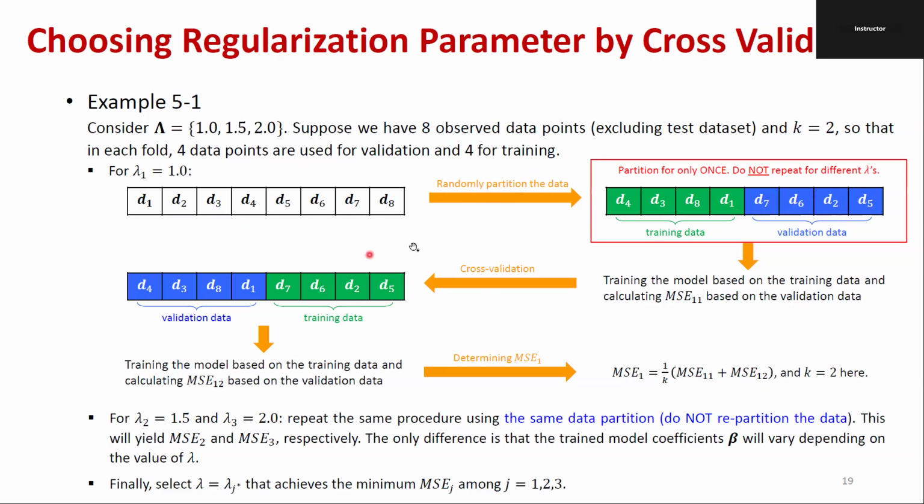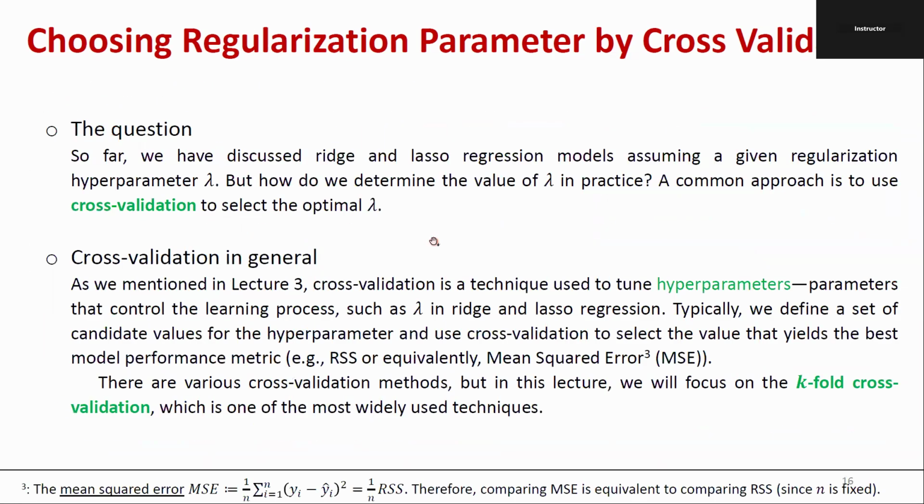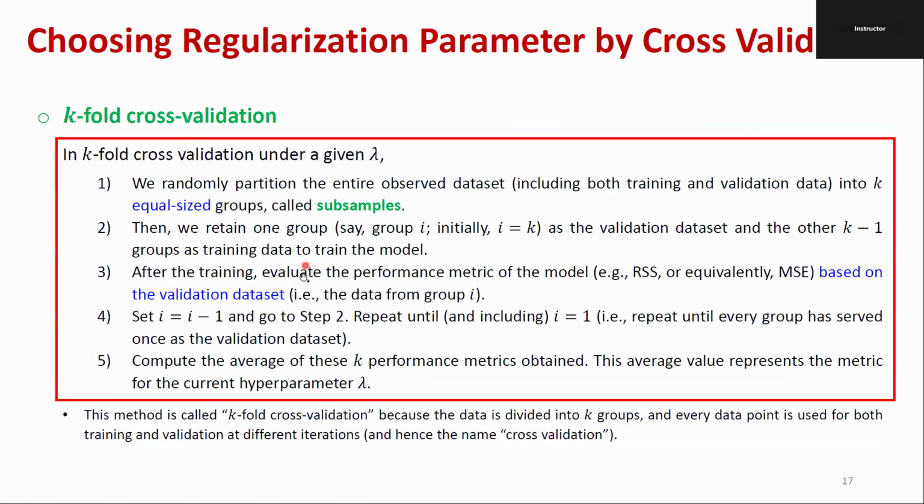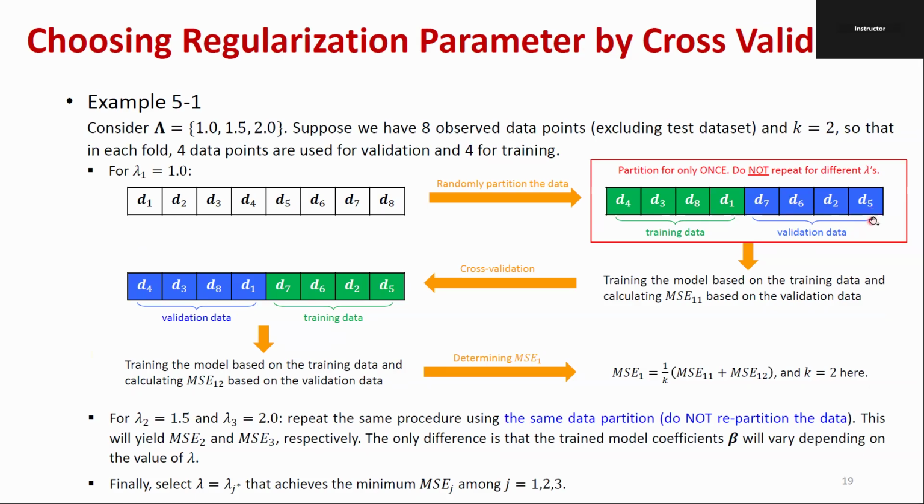Now, recall that we will start with i equal to k, meaning that I will start by choosing the last fold to be my validation data and all other data points being the training data. Hence, this is the last fold, the validation data set. Since here we only have k equal to 2, only two groups, this one is going to be the training data and this one is going to be the validation data set.